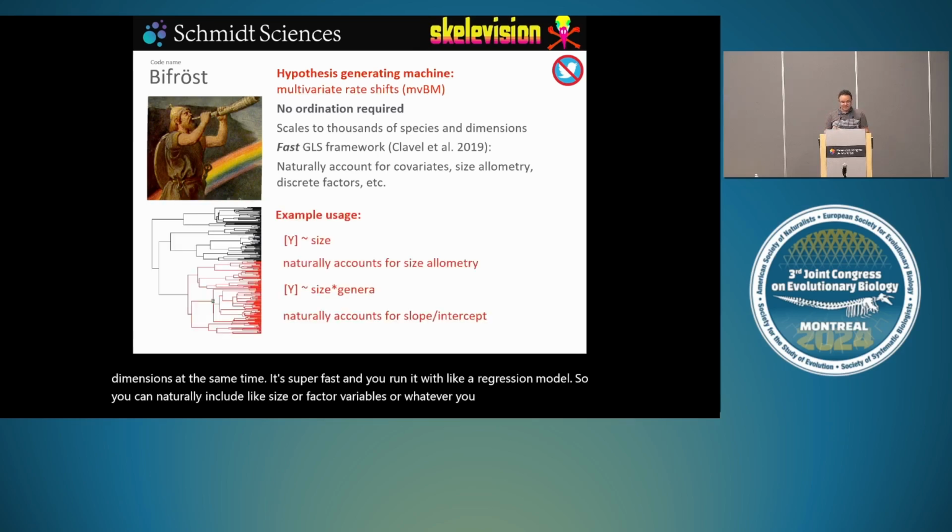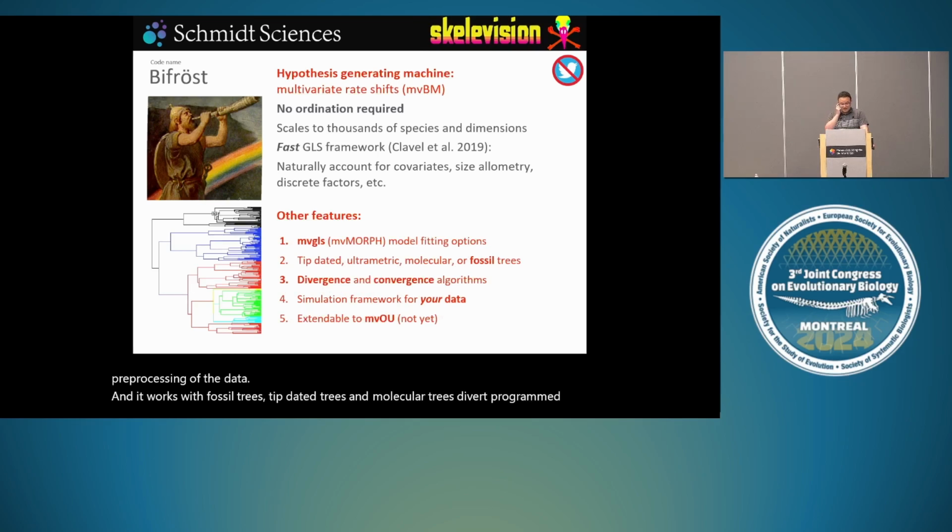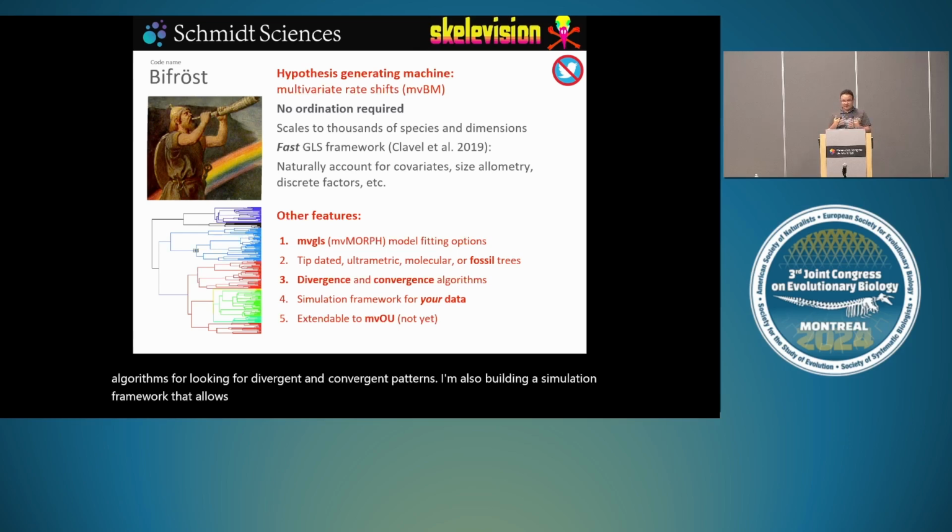If you want to look at variable size allometry across your clade, you can account for that naturally in the model fitting without having to do any kind of pre-processing of the data. And it works with fossil trees, tip-dated trees, molecular trees. I programmed algorithms for looking for divergent and convergent patterns. I'm also building a simulation framework that allows anyone to take their own data and assess the theoretical performance of the method for their particular data set, which should be useful. And it's currently only implemented in a multivariate Brownian motion framework, but we hope to extend it to an OU framework eventually.